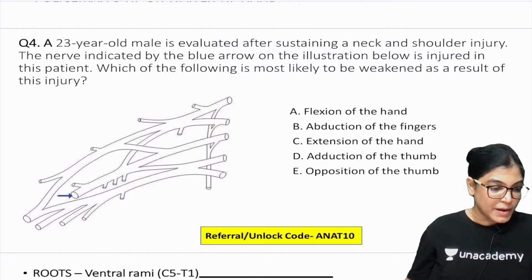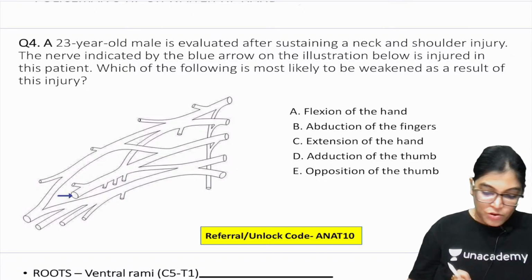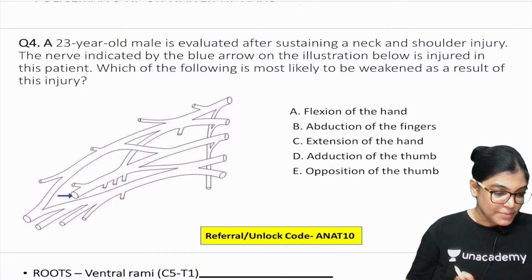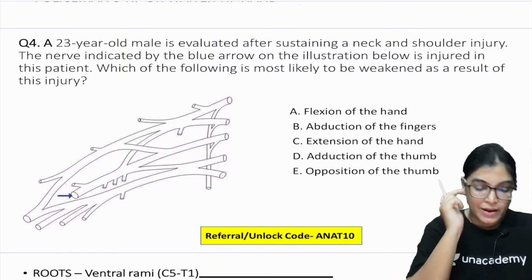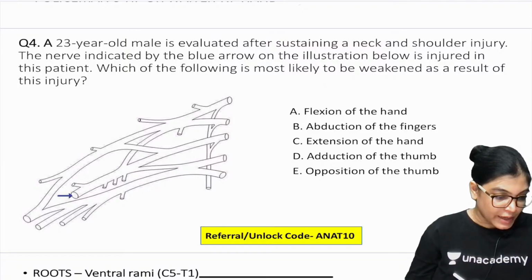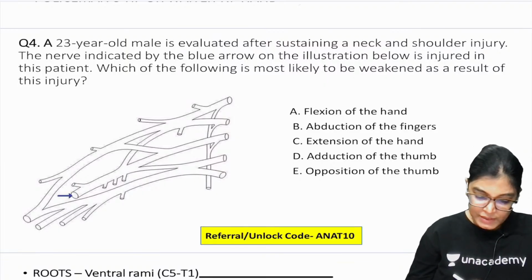All of you please mark the correct answer. 30 seconds for you. You have to just identify this arrow-marked structure. I am getting answers C and E. Okay, a mixed bundle of answers is coming up, C and E. Blue color small arrow, as you can see here. Median nerve.